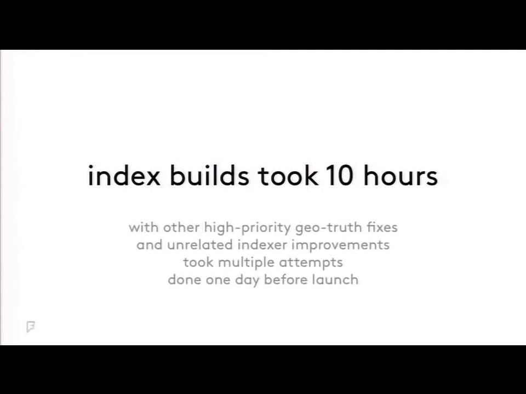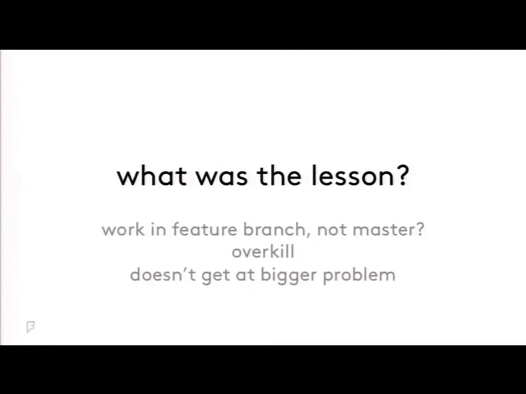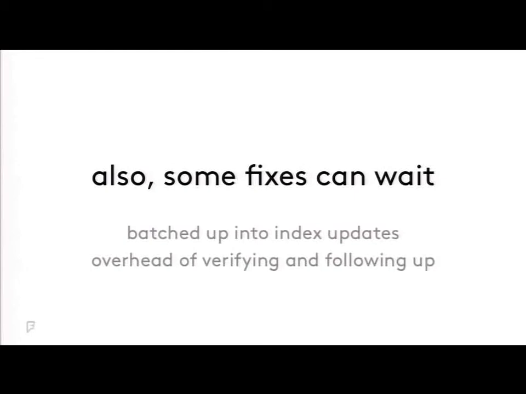Finally, with 1 day to go before launch, I managed to push this thing into production, an index that had just the fixes that I wanted and no regressions. So, sure, I could look back upon this and say that the lesson to be learned is always work in a feature branch, you idiot, not in master. But that's overkill, and it doesn't get at the bigger problem, right? Besides, we have fixes very often that are not high priority, that can wait, and we batch them up into our scheduled index updates. And when the index rolls out, we go back and verify that it's been fixed and report back to whoever reported them.